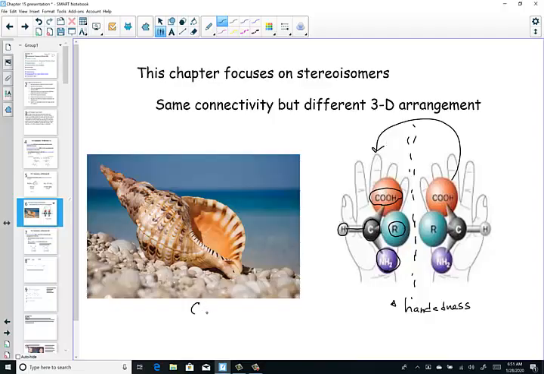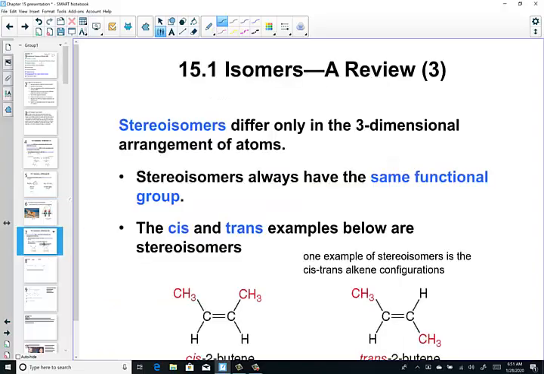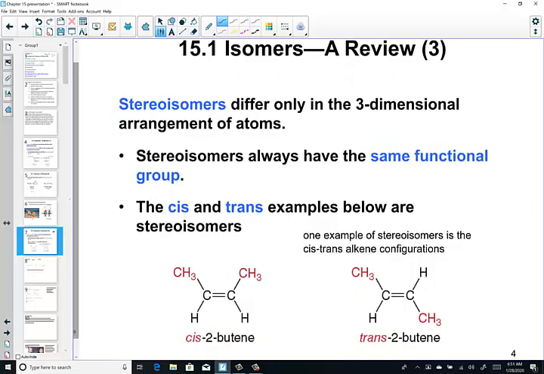Oftentimes in nature, we see chiral substances, such as this seashell. Notice that it's twisting in a unique way, that I cannot take its mirror image and superimpose it. They spin in a different way. That's our focus, to challenge ourselves to think in a 3-dimensional way. So these stereoisomers differ only in their 3-dimensional arrangement of the atoms. They always have the same functional group. They'll always connect them in the same way. But if their order spins light in a rotation that's opposite from its mirror image, we'll learn to call those chiral.